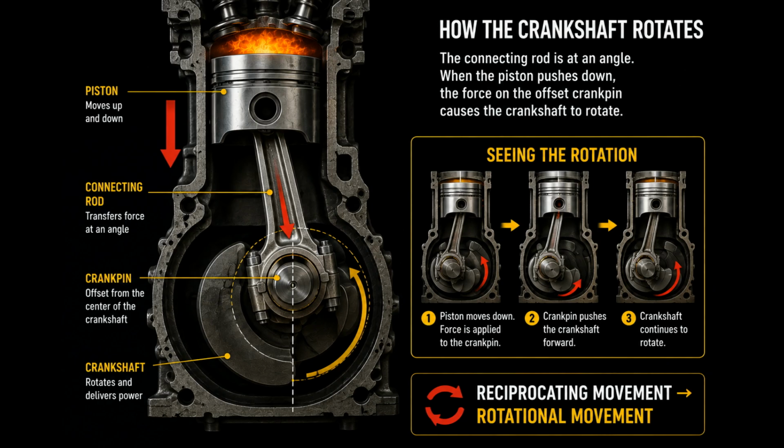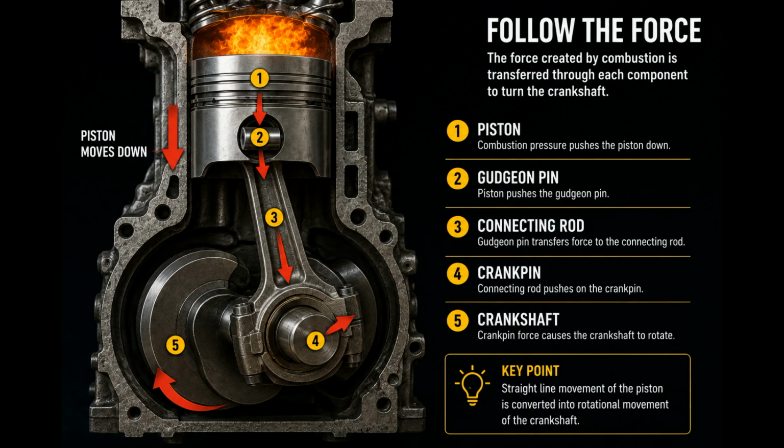Because the crankpin is offset from the crankshaft center, this force causes the crankshaft to rotate. This is how the engine converts reciprocating movement into rotational movement. And that rotating crankshaft is what eventually provides the mechanical power used to drive the vehicle.